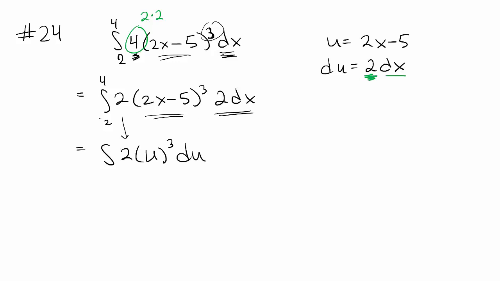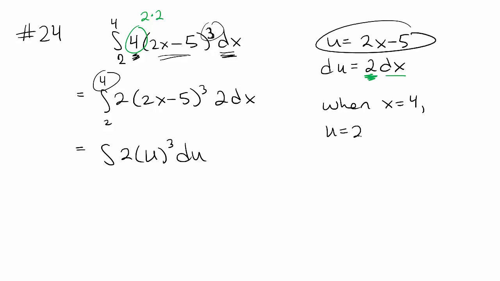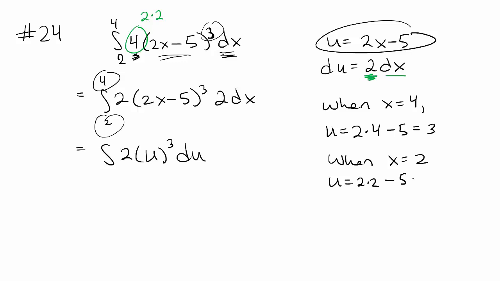Now, these limits of integration, the 2 and the 4 there, those are x values. So when we convert over to an integral in terms of u, I need those limits of integration to be u values. So when x equals 4, right, that's the upper limit here, then u is going to be equal to, just use this here, 2 times 4 minus 5, or 3. And when x equals, what was the lower limit, 2? Then u is equal to 2 times 2 minus 5 equals negative 1.